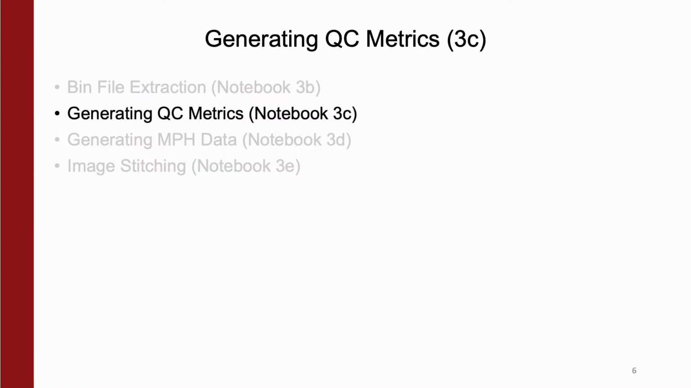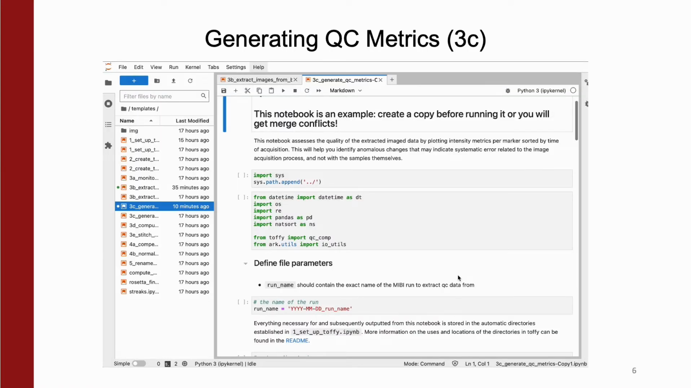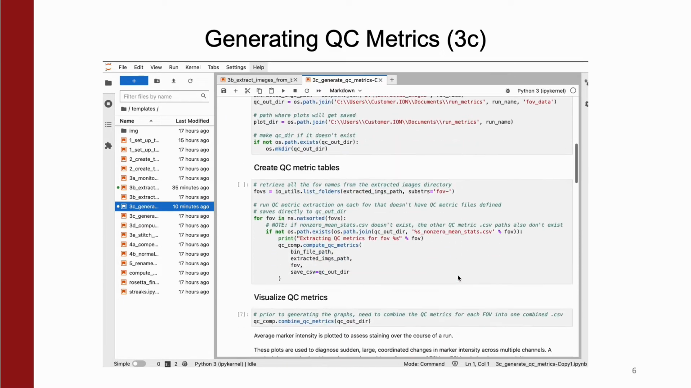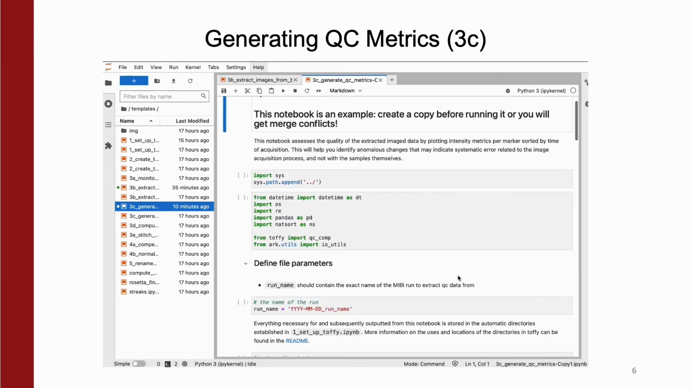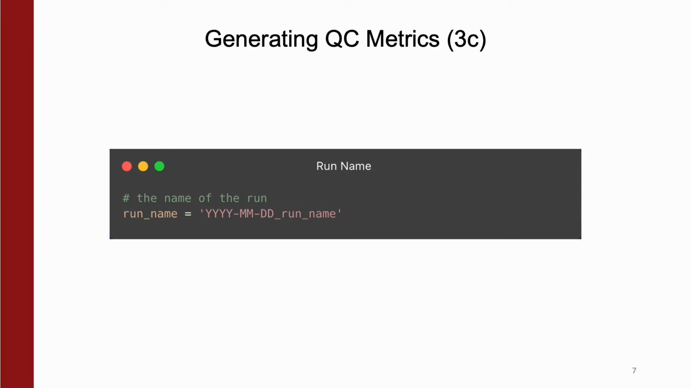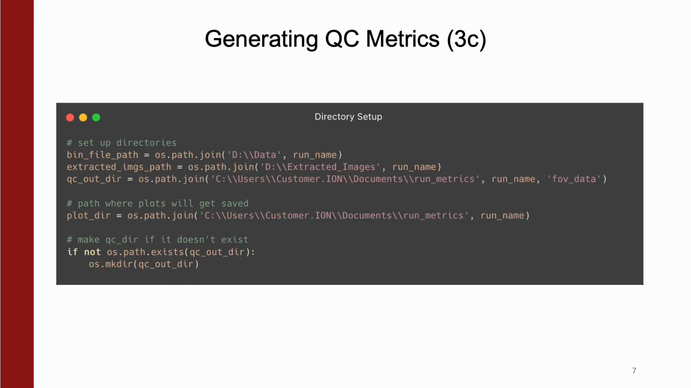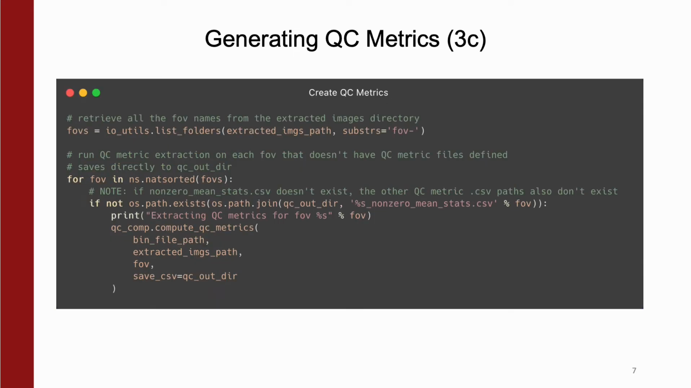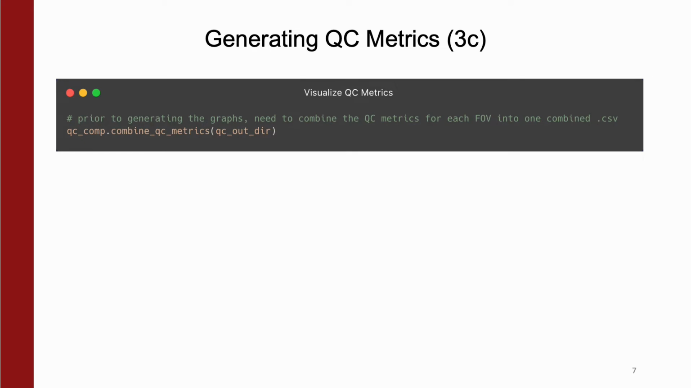Now we'll generate QC metrics. Go ahead and open Notebook 3C. And we'll start out with setting the run name just like before. And then next it'll go ahead and create directories for that specific run in D data, and then in the customer.ion folder in C users. Next it'll gather all of the FOVs and then go through and create the QC metrics. And then you can also visualize your QC metrics.